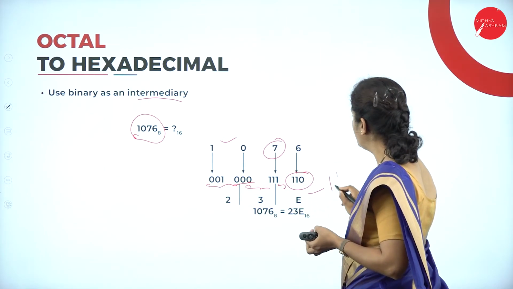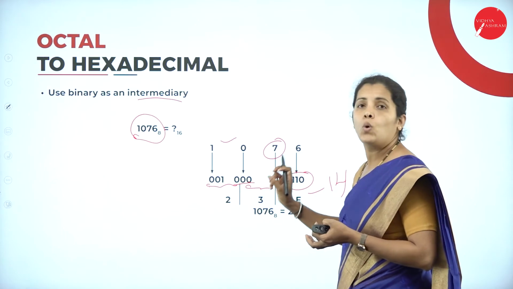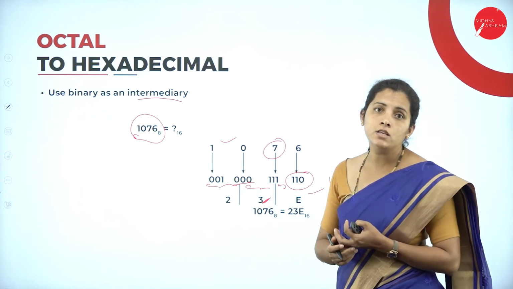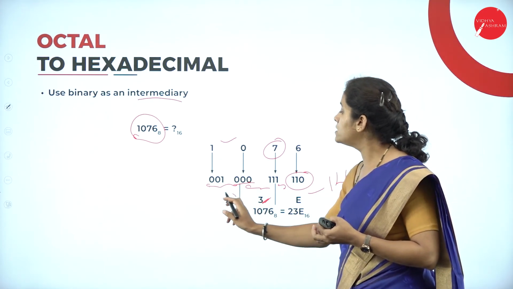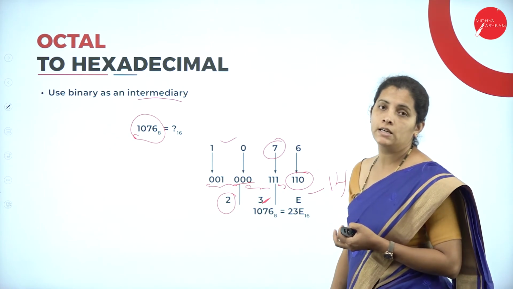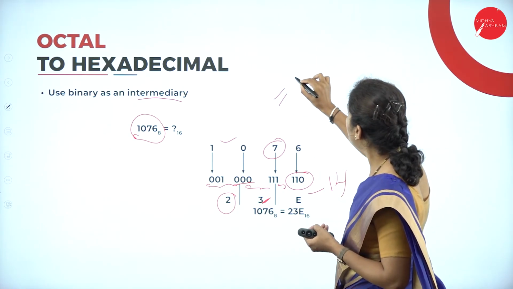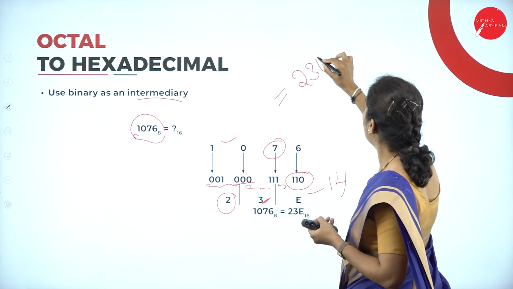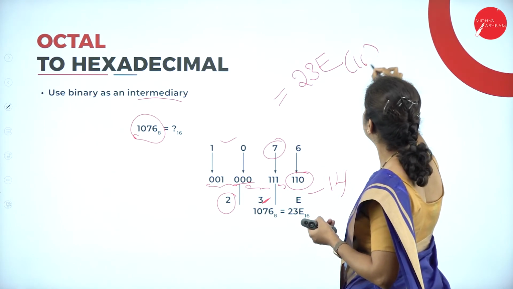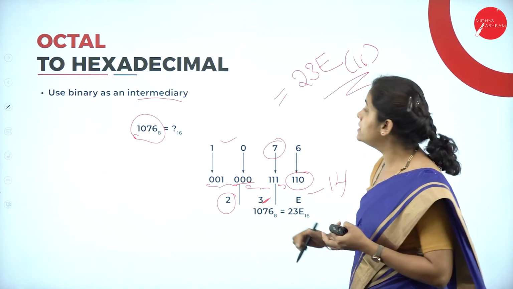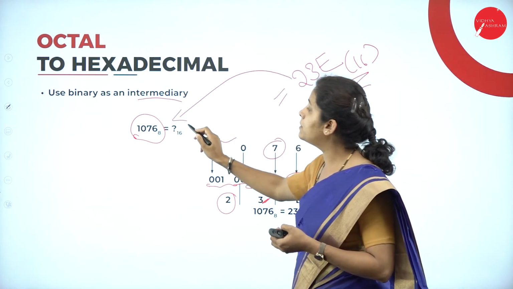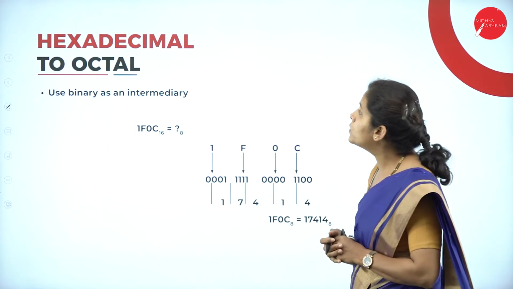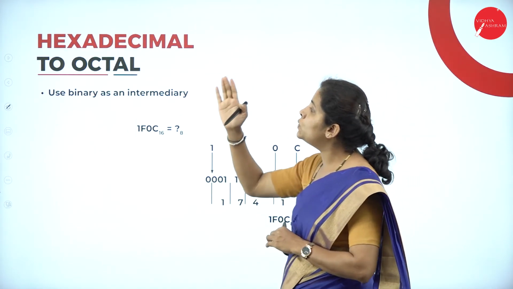It is 14. If I get 0011, then what is the hexadecimal value? It is 3. If I get 0010, then what's the hexadecimal value? It is 2. Now I'm going to combine all these 3 values together. That is 23E of 16, the hexadecimal representation of the given octal number 1076.